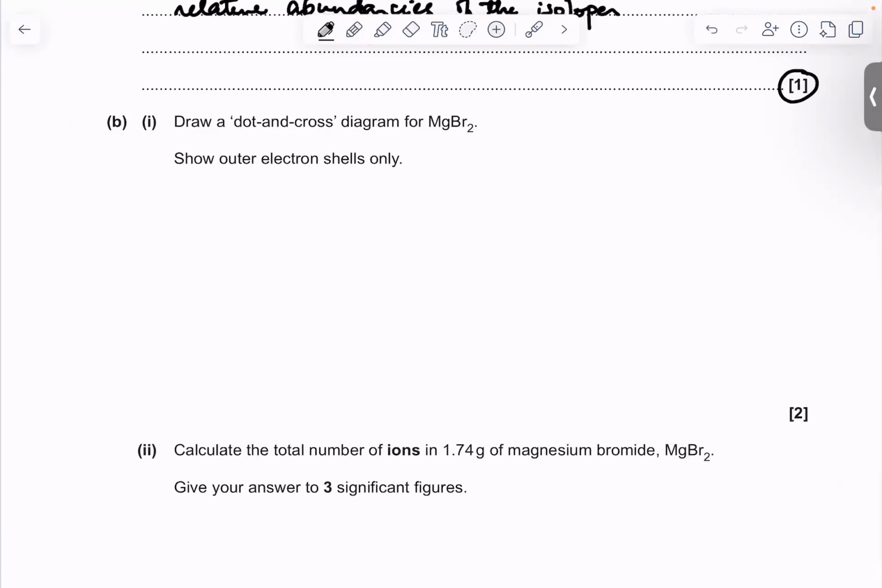So draw a dot and cross diagram of MgBr2, an ionic compound. It's very easy. Two electrons would be transferred from magnesium to bromine. Because bromine can take up only 1 electron, you need to have how many bromide ions? Two. So can you do it on your own? I'm going to write down the answer, so after doing it, you can check from the screen.